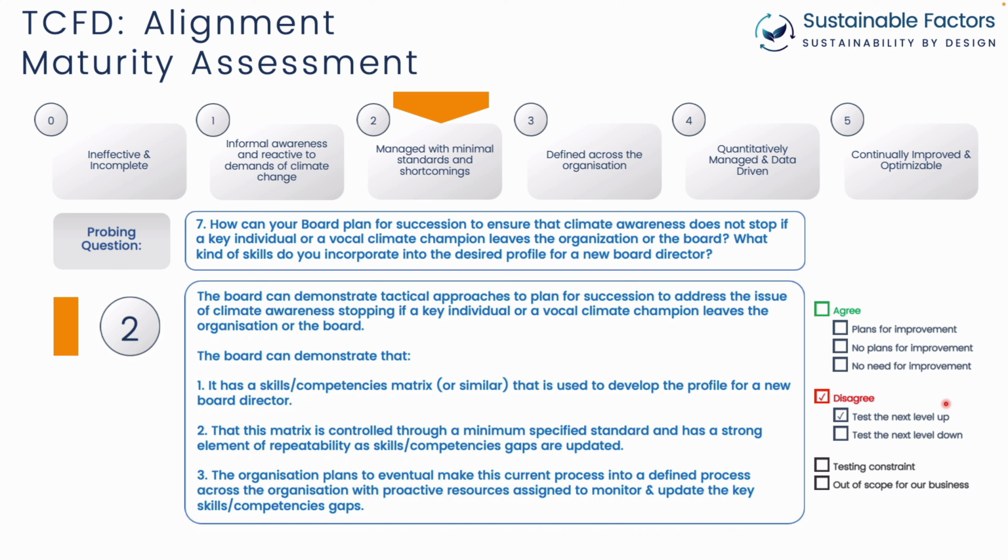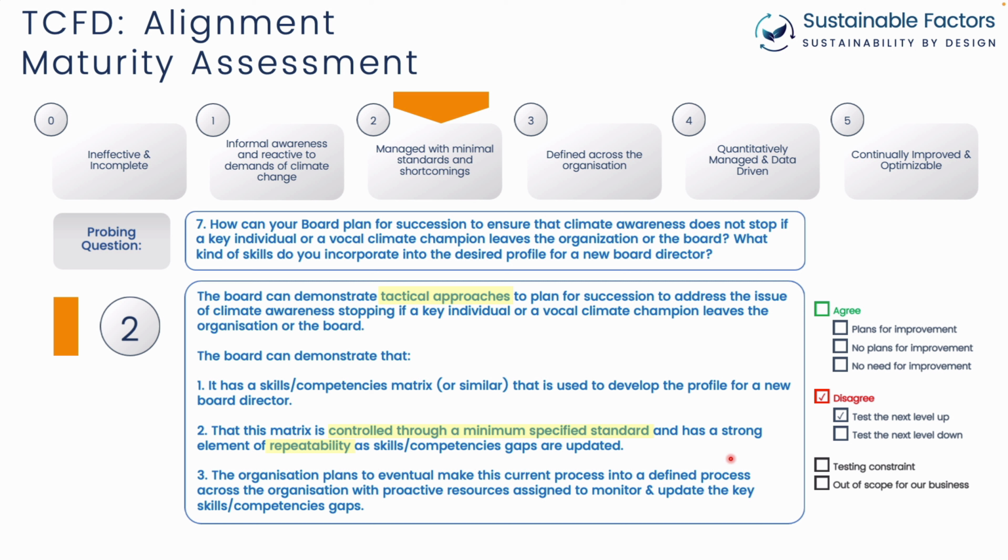Over here then, the board can demonstrate tactical approaches, right, to plan for succession to address the issues of climate awareness stopping if a key individual or a vocal climate champion leaves the organization or the board. And similarly, the board can demonstrate that skills and competencies matrix or something similar to help develop that new board director. But what we're saying in this level of maturity is that the matrix is controlled through a minimum specified standard and has a strong element of repeatability, and the skills competencies gaps are updated regularly.